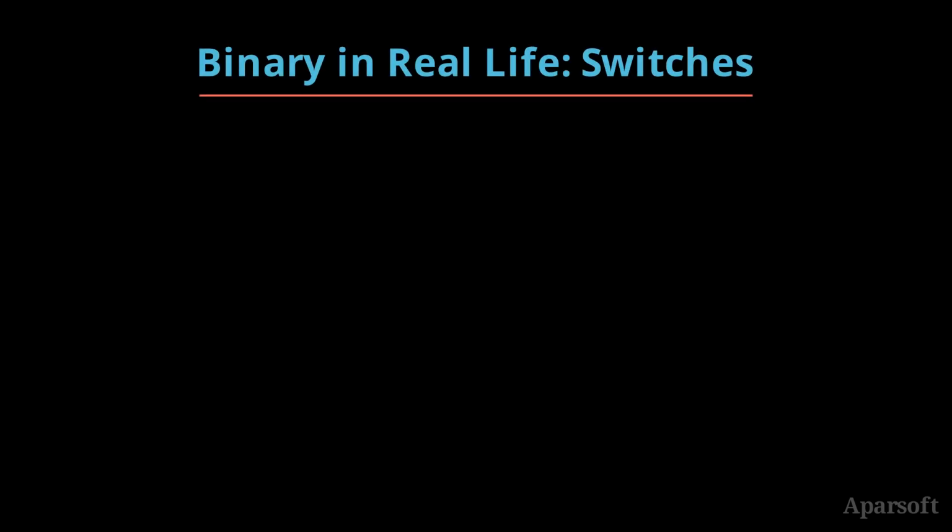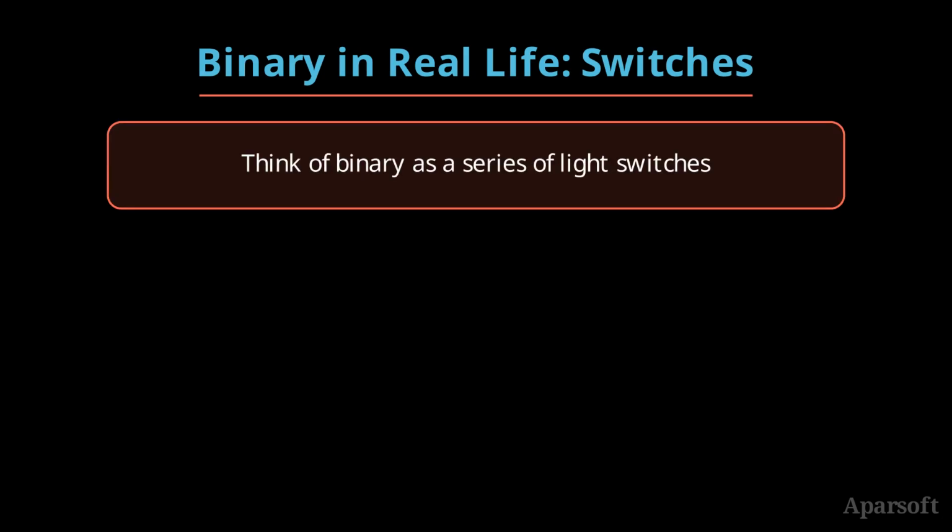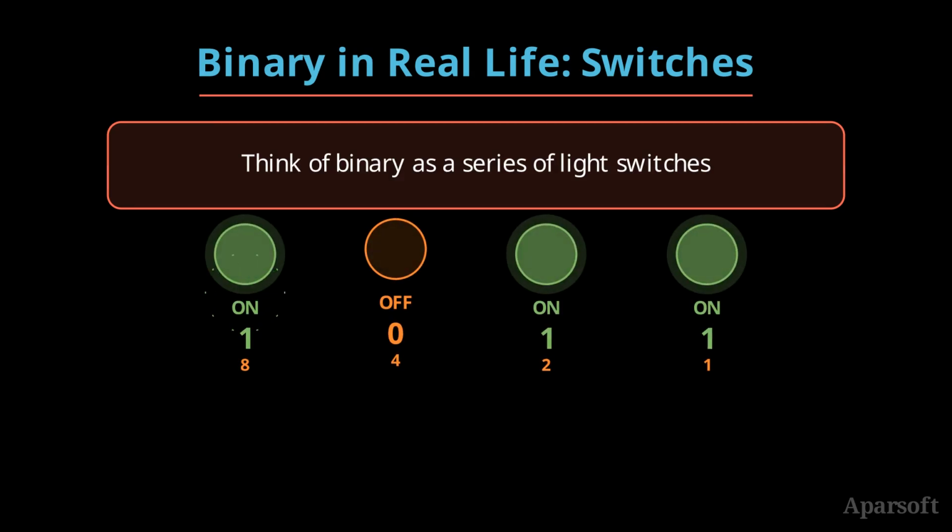Let me show you a real-world analogy that makes binary super easy to understand. Think of binary as a series of light switches. Each switch can be either on or off, right? Well, on is like 1 in binary and off is like 0. It's that simple. Here's our example with 4 switches. Look at them. The first switch is on, which is 1. The second switch is off, which is 0. The third switch is on, which is 1. And the fourth switch is on, which is also 1. So we have the binary number 1011.